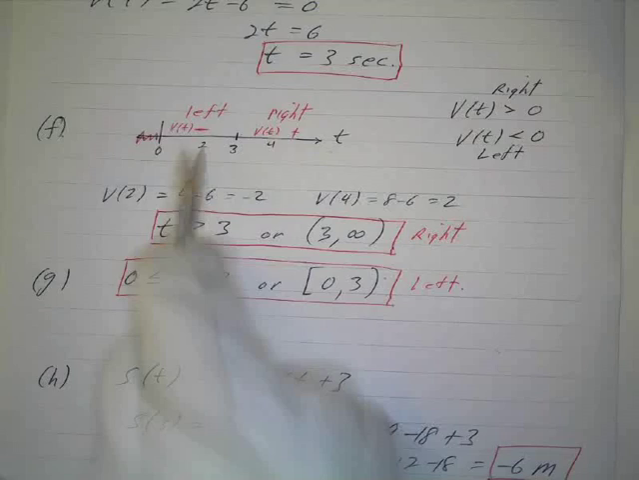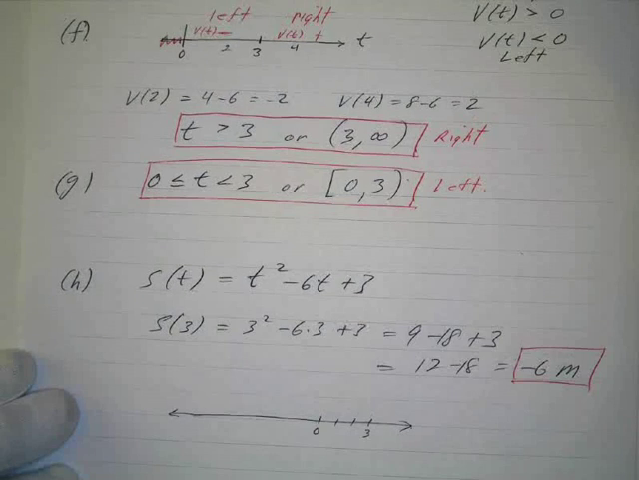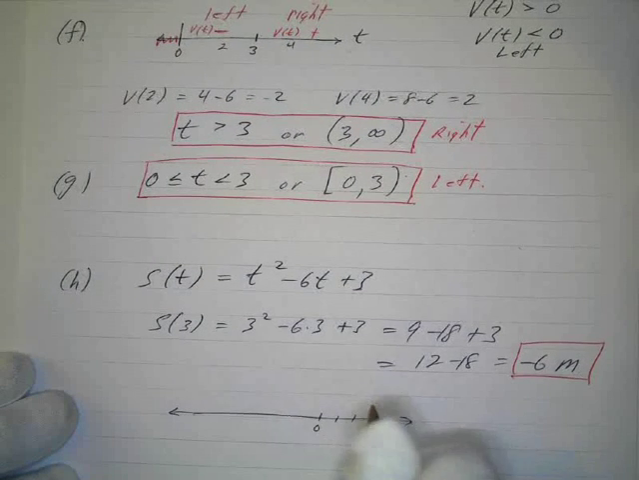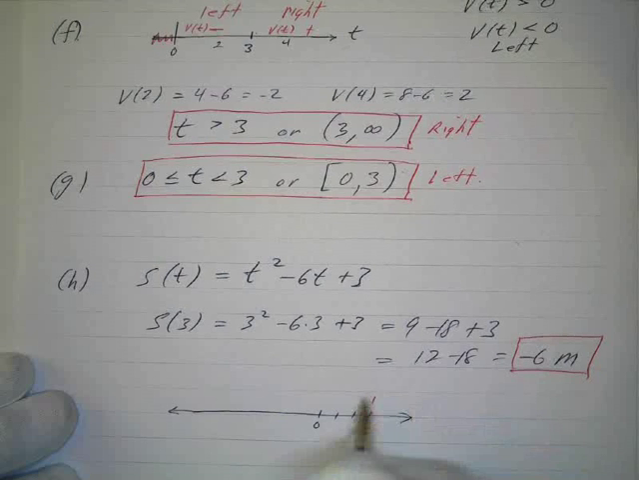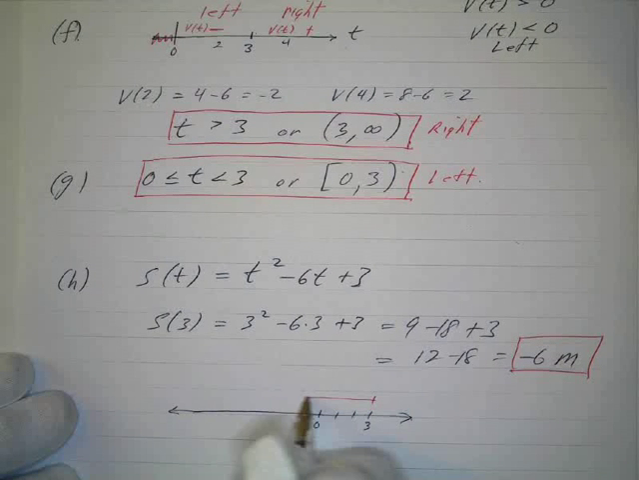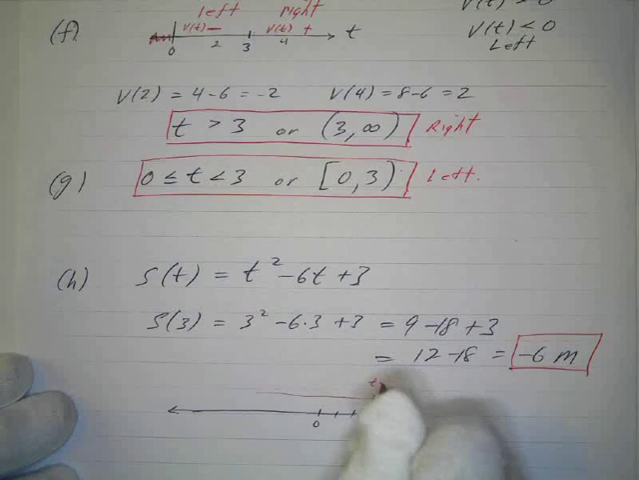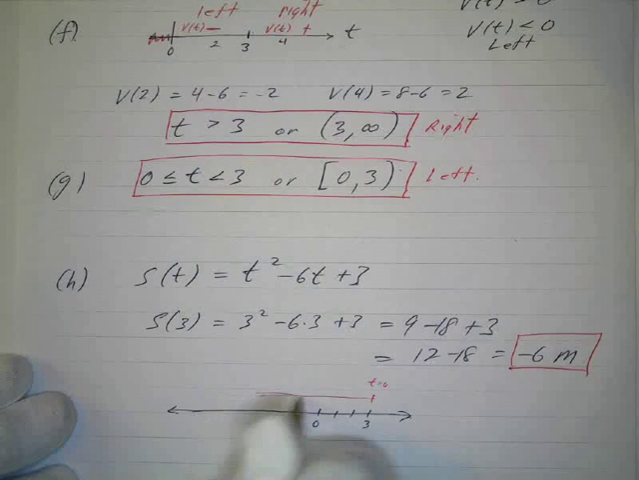Okay, and then for the first 2 seconds, we're moving to the left. So we're going to start here at 3. And at t equals 0, we're going to move to the left. And then we're going to stop. So this is at t equals 0. Then we're going to stop somewhere over here.